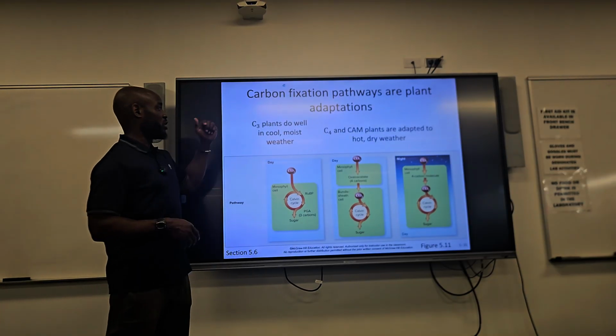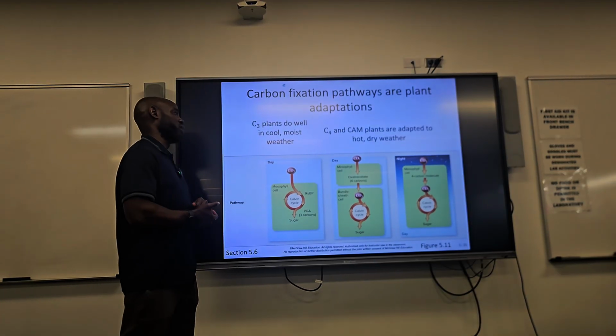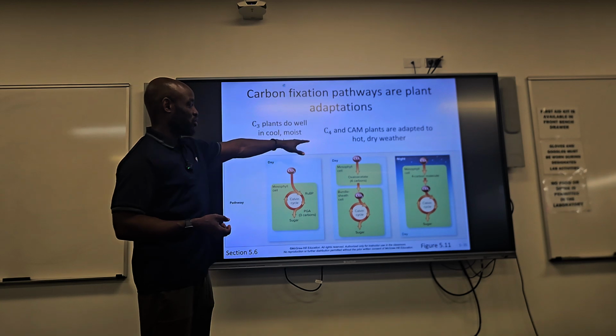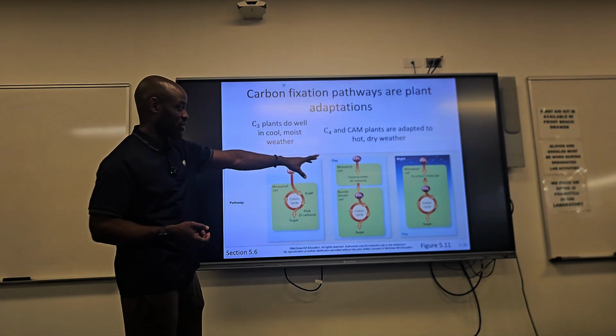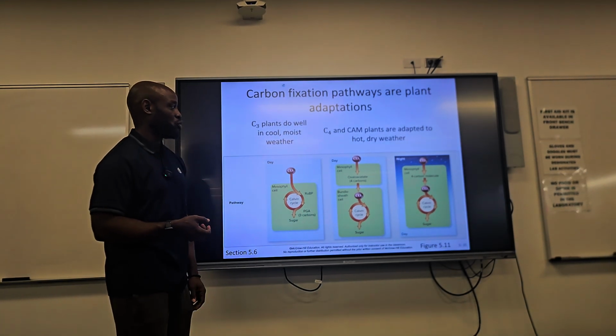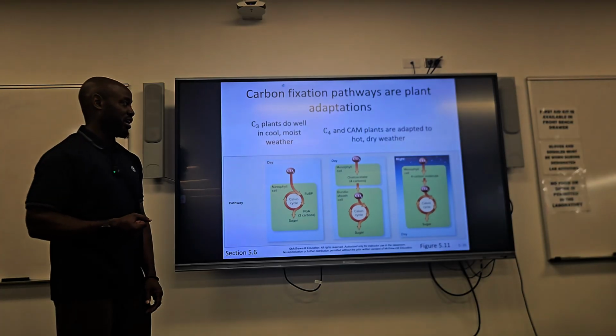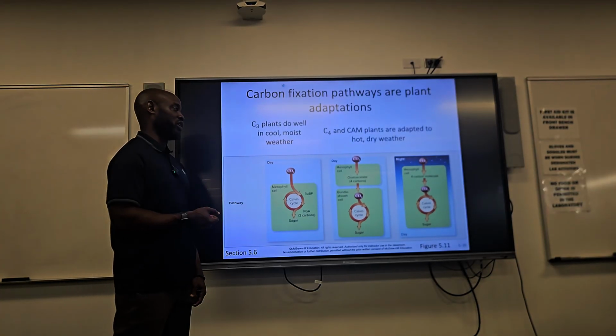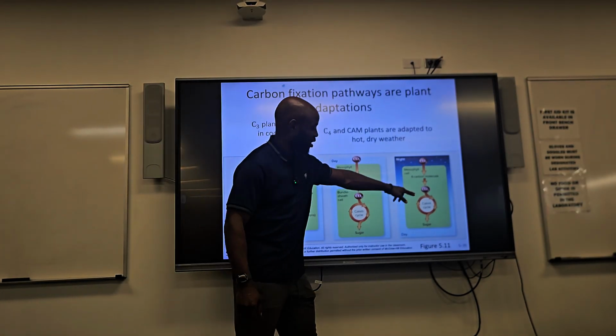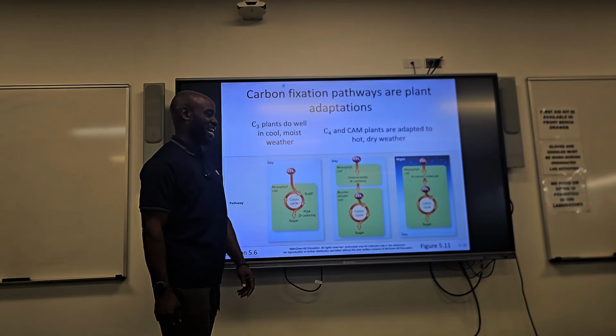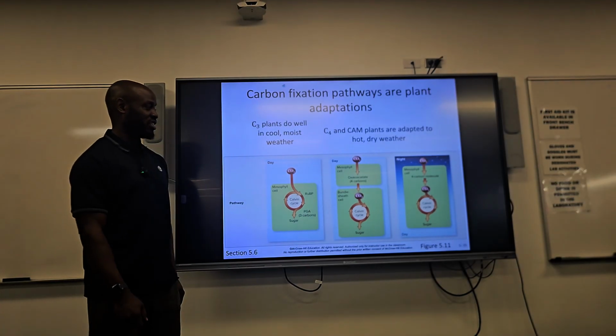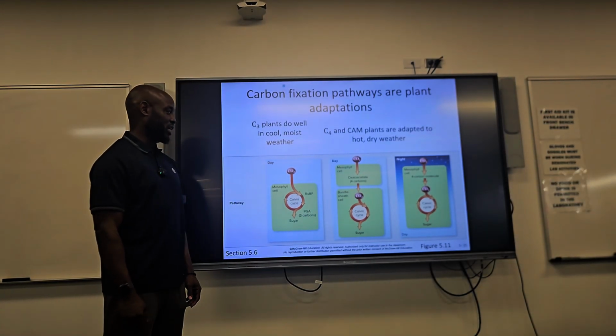All right, so C3 plants do well in cool, moist weather, whereas you have other plants that are C4 and CAM plants, different types of plants which are adapted to hot and/or dry weather. And so they do most of their sugar making at nighttime versus in the daytime when it's hot outside.